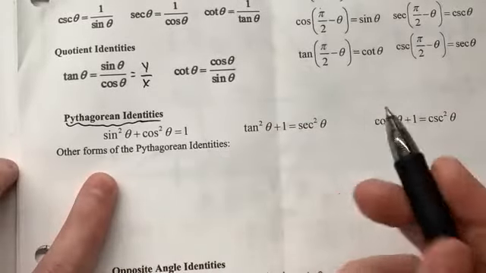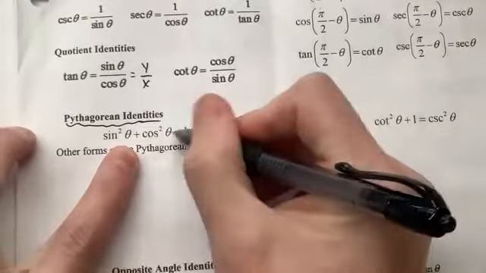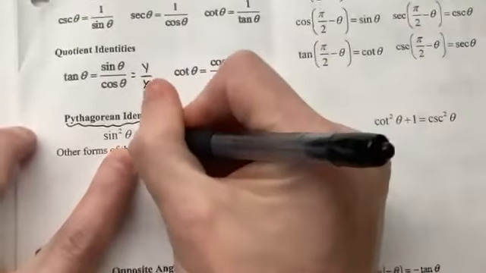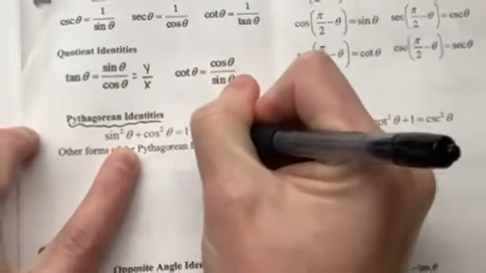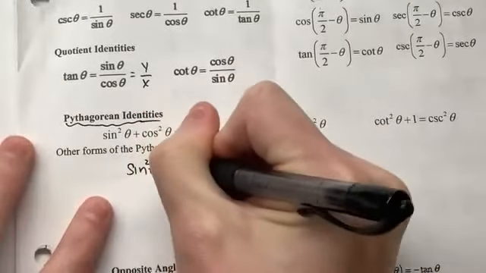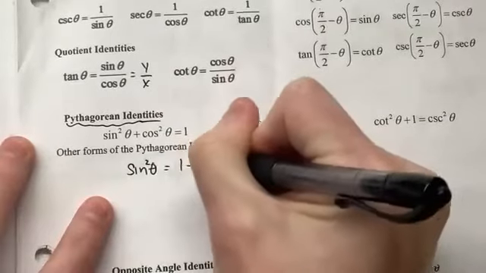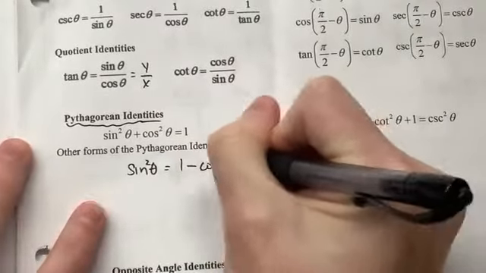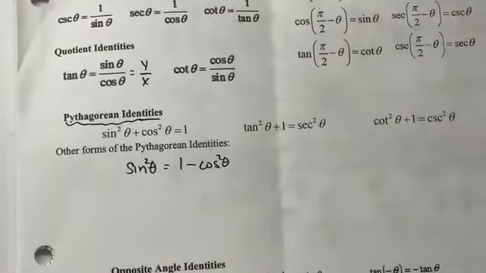So like if I took away the cosine squared on both sides of this, so say I subtracted cosine squared here, subtracted cosine squared here, I would end up with the sine of theta squared equals 1 minus the cosine of theta squared. So you could add this here if you want.